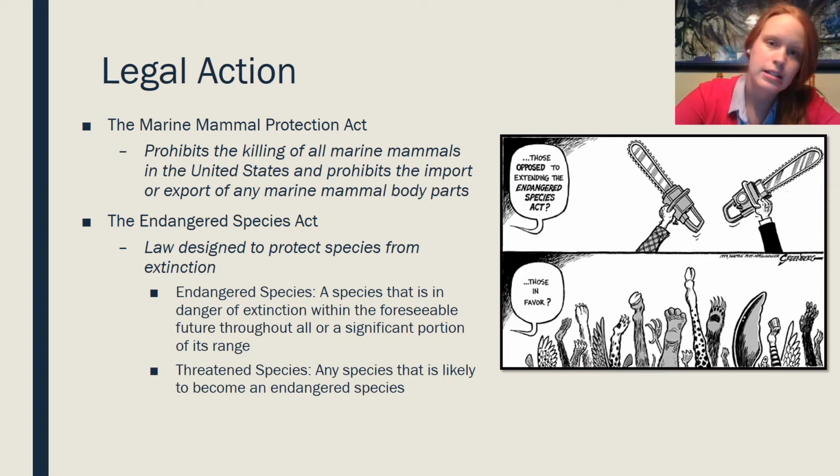Basically, what it does is it prohibits people from killing these marine mammals in the United States, and it prohibits the import, so us bringing in parts, and the export, giving out parts, of any marine mammal body parts. So this is mostly to stop the killing of whales and limit that, because we almost got to the point where we had over-harvested whales, and this is a huge issue with Greenpeace.